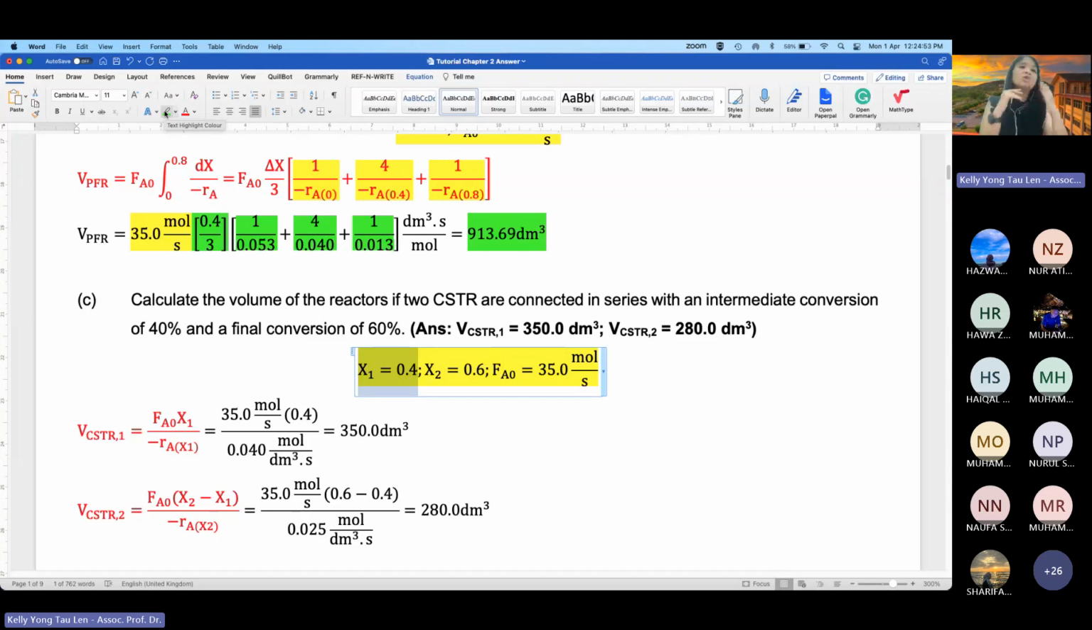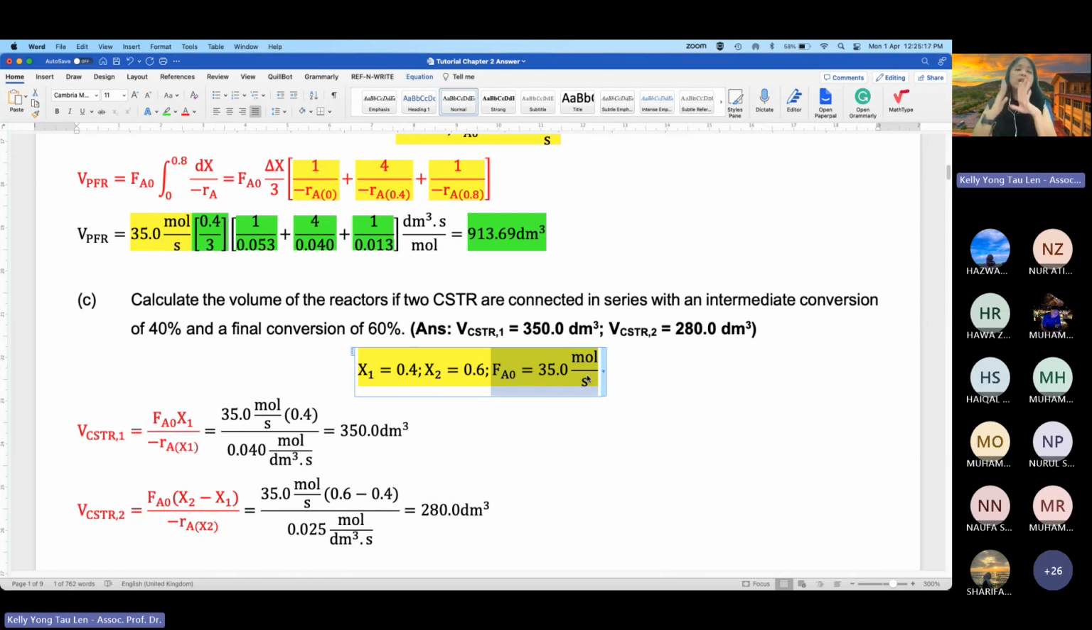So the first reactor is just converting from 0 to 0.4. When it goes to the second reactor, it further increases from 0.4 to 0.6. So it's very important to know that the conversion will keep increasing with more reactors. And then again, FA0 is still the same, okay, because we are still using the same concentration and same volumetric flow rate, your FA0 will not change, okay?